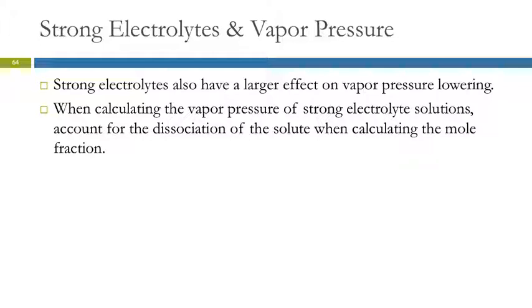Strong electrolytes also have a larger effect on vapor pressure lowering. So when we calculate vapor pressure from strong electrolyte solutions, we have to account for the dissociation when we're calculating the mole fractions. So that's what I was talking about up here on the board. It's the mole fraction times the vapor pressure of the pure solvent. When you calculate the mole fraction, you have to account for the numbers of particles. We're not going to apply Van't Hoff factors. We're not going to worry about ion pairing. We're just going to look at the chemical formulas.